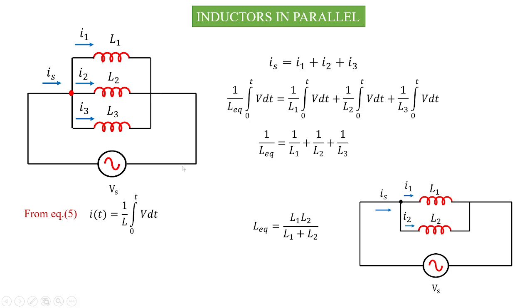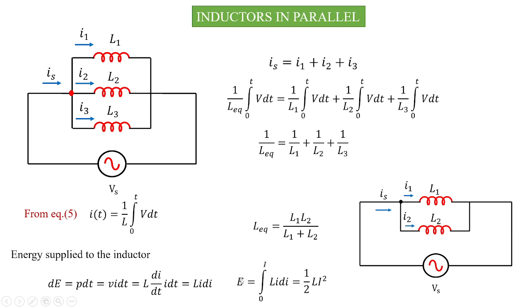Also remember, if we want to calculate the total energy stored in the inductor, then what would be happening? If you apply energy supplied to the inductor, then the formula is given by dE is equal to Li di. And if you apply integration, you're going to get E is equal to half Li square. So remember this formula.